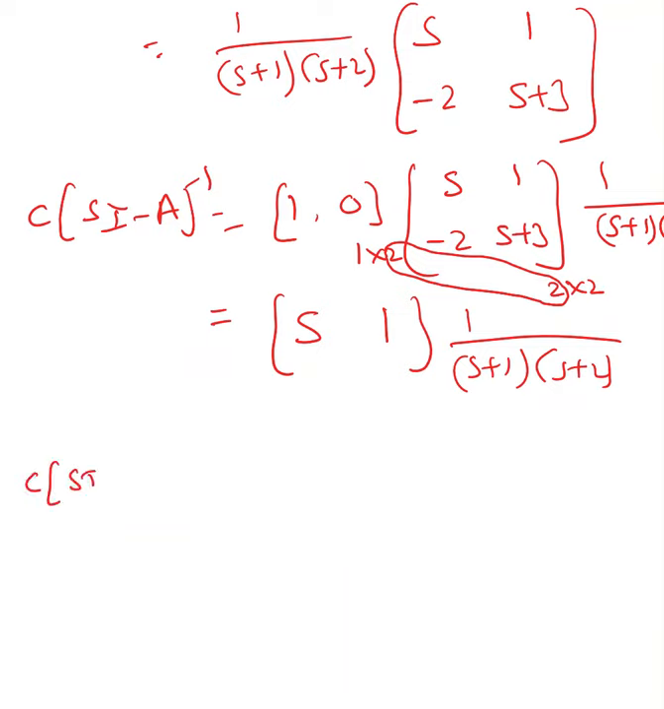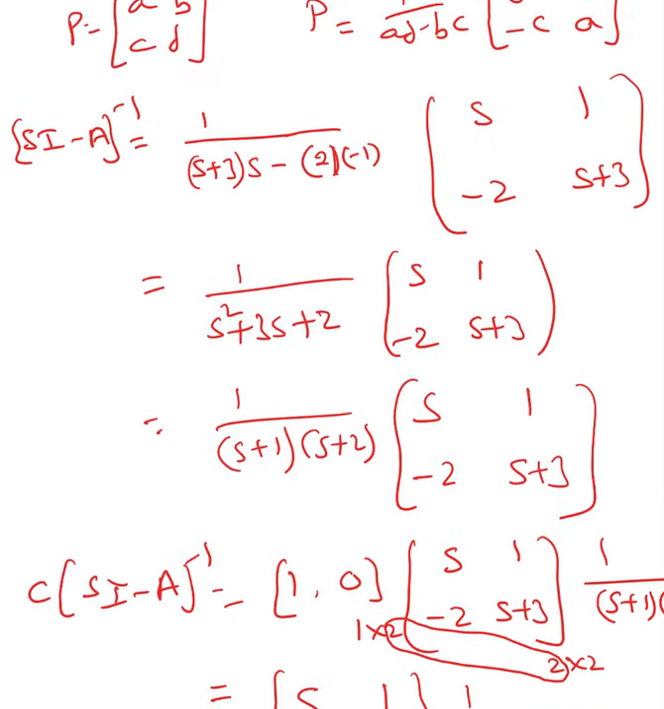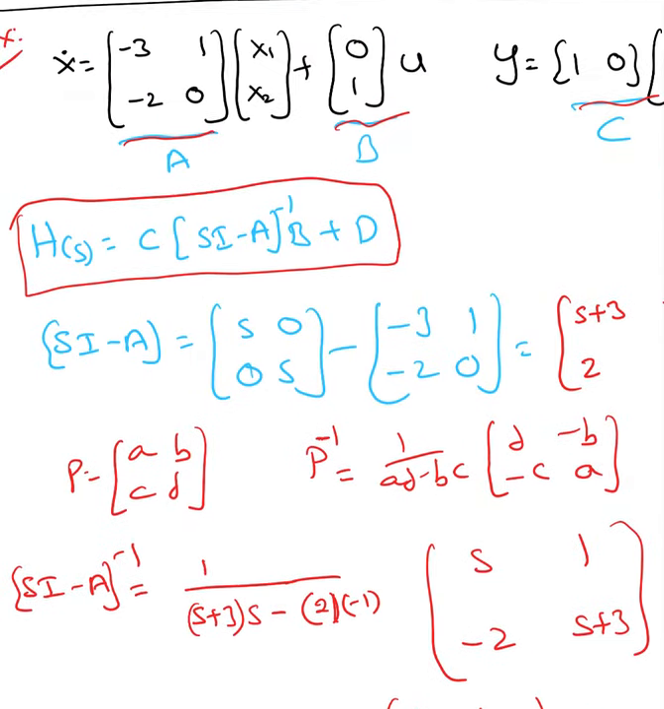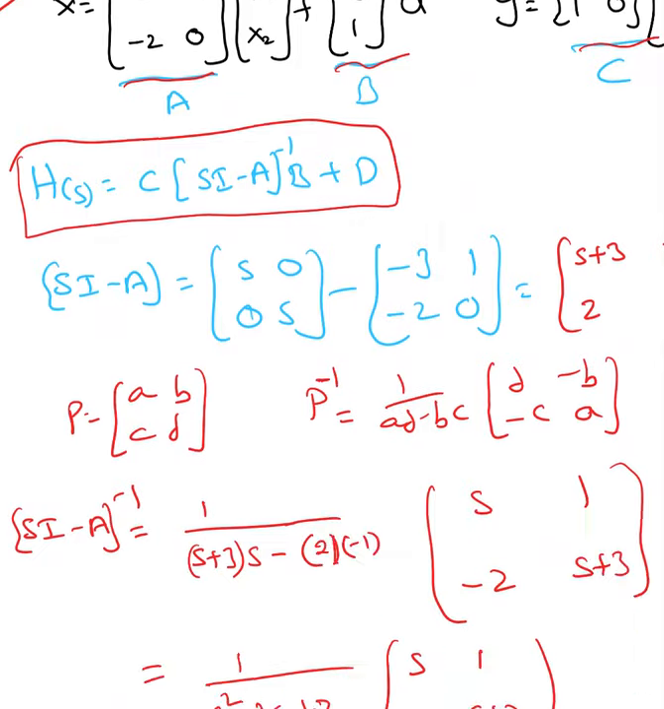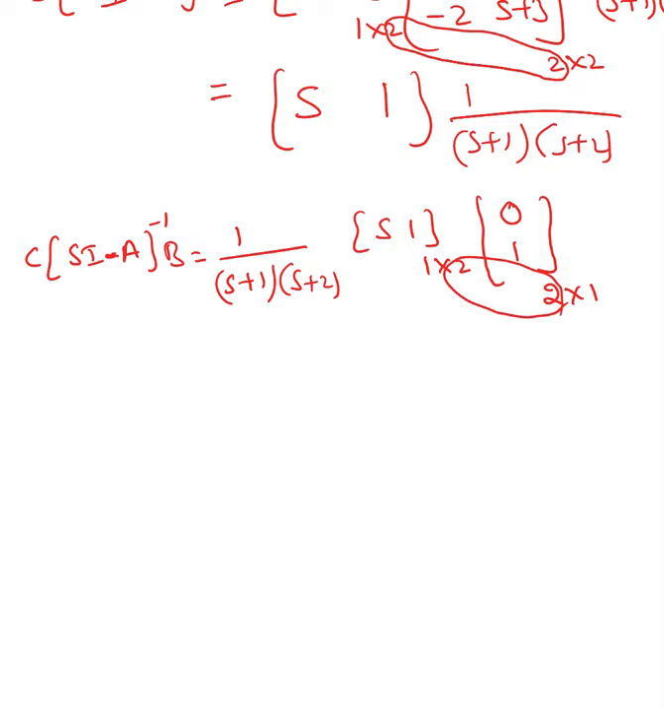So C times (sI minus A) inverse times B, which is 1 over (s+1)(s+2) times [s 1]. This is a 1 by 2 matrix. B, I have 0 and 1. Is that right? What do you have for B? So the given matrix B, I have 0 and 1. Now what is the size of this matrix? This must be 2 by 1. As long as these two numbers are the same, we can do the multiplication.